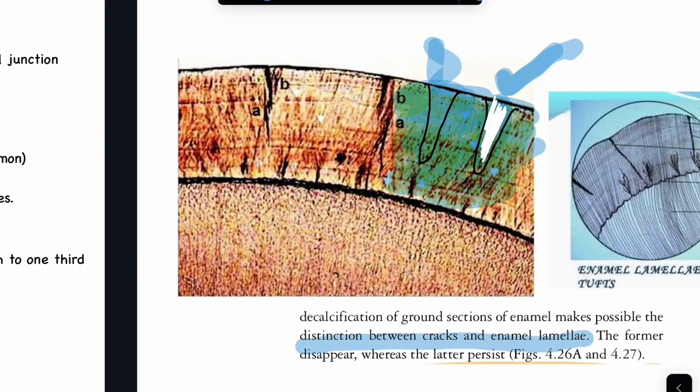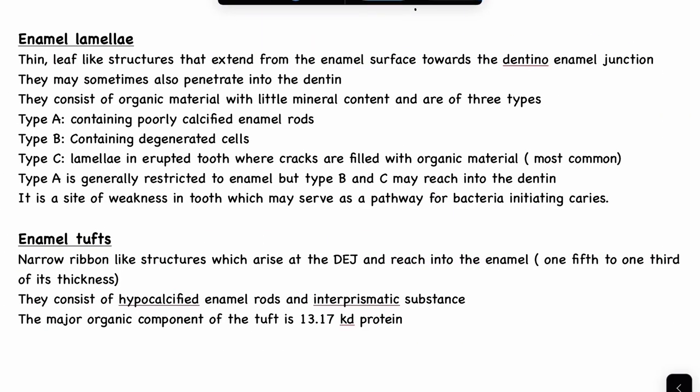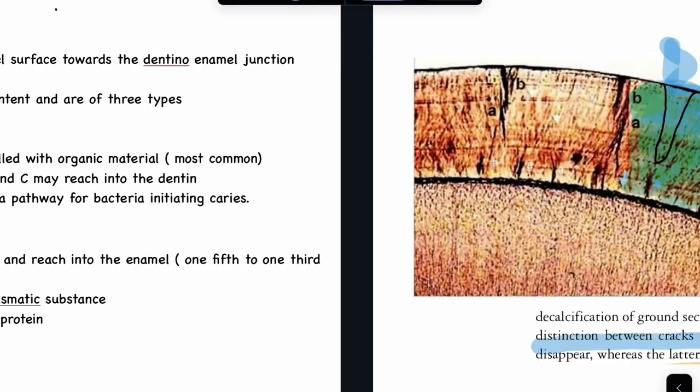Alright. Now coming to enamel tufts. What are enamel tufts? You see this picture. They are grass-like structures. That's why they are called enamel tufts. They are just hypomineralized enamel rods, basically enamel rods with low calcium content. They arise from the dentinoenamel junction. They may go up to about 1/3 of the entire enamel height.